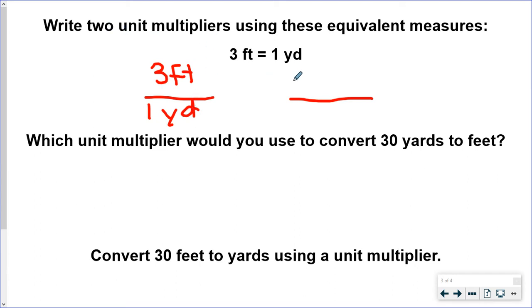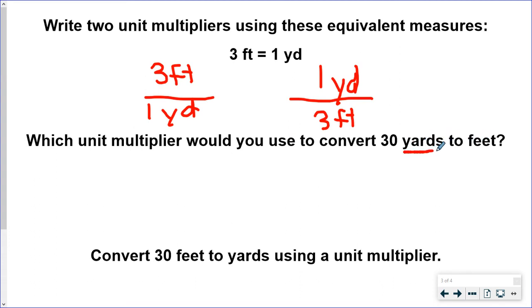The other unit multiplier I could use is I'm going to put 1 yard on top over here. Okay, I put 1 yard over here. And then I'm going to put 3 feet over here. So far, all they've asked me to do is write 2 unit multipliers. Here's my first one. Here's my second one. Okay. Now it says, which unit multiplier would you choose if you're going to convert 30 yards to feet?